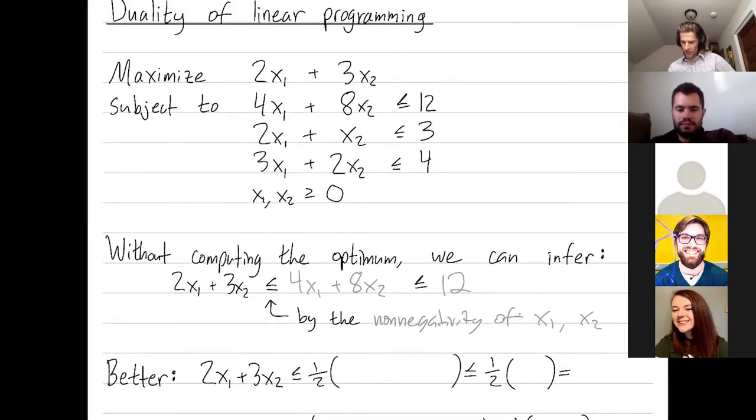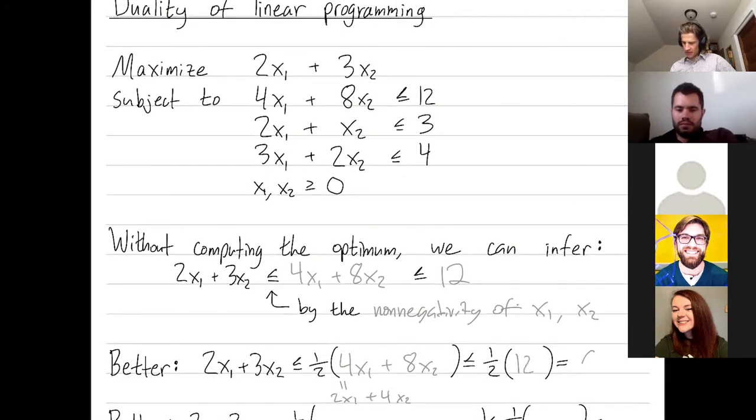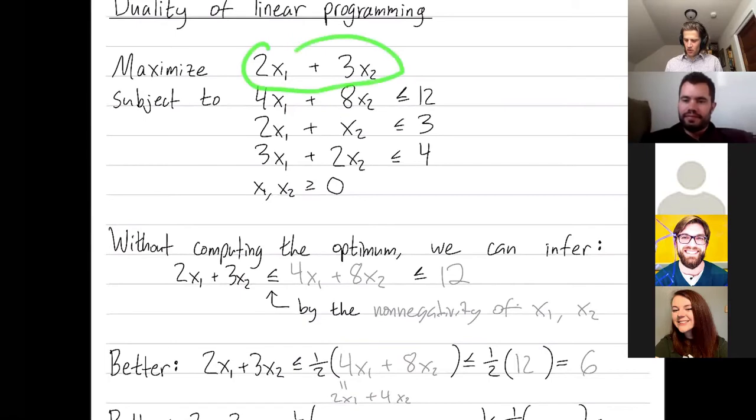And let's keep playing this game for a bit. So instead of taking this first equation and using that as my bound, I really could have divided it by 2. Because if I divide it by 2, this is 2x1 plus 4x2. And 2x1 is still at most 2x1, and 3x2 is still at most 4x2. Right? So this is at most 1/2 times 12, which is 6. So I've done even better, okay? I can see that the best you can do is at most 6.